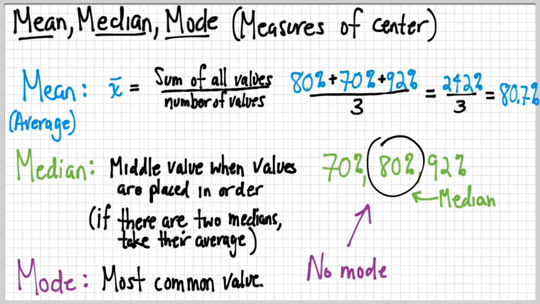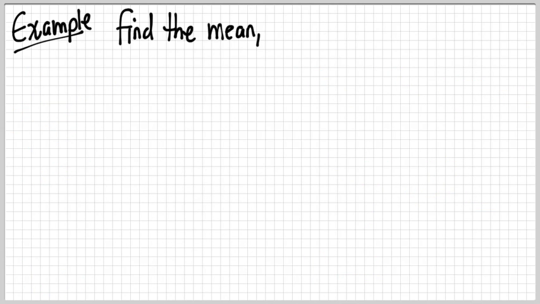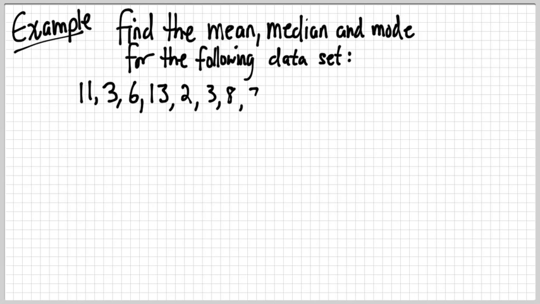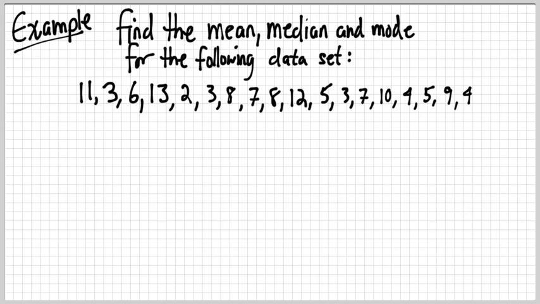There will be a mode in our next example, so let's look at that. Problems that use mean, median, and mode will say something like find the mean, median, and mode for these numbers, and here's a whole bunch of numbers. I won't read them out, but there they are. So we need to find each of these things. For the mean, we're going to add them all up. So let's look.